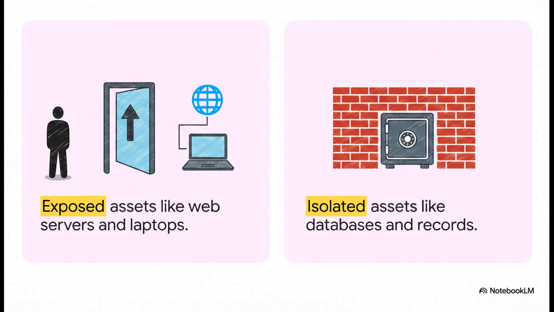Let's contrast what the hacker sees from the outside versus what they actually want to get their hands on. Your exposed assets, things like web servers or public-facing employee laptops, that's your lobby. Isolated assets, database servers, Active Directory domain controllers, financial records, those are the underground vaults. They are intentionally disconnected from the internet, locked away behind incredibly thick firewalls. And because the attackers simply cannot physically reach those isolated vaults from the outside, they're forced to pivot. They literally have to break into the exposed asset first and use it as a proxy to tunnel deeper.